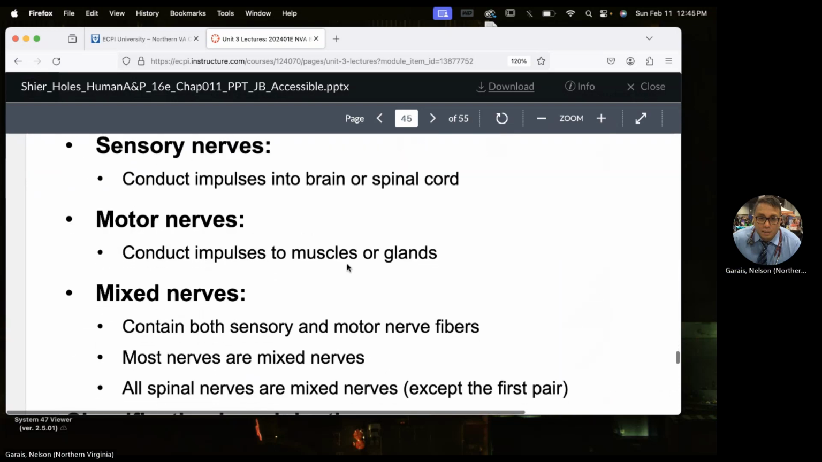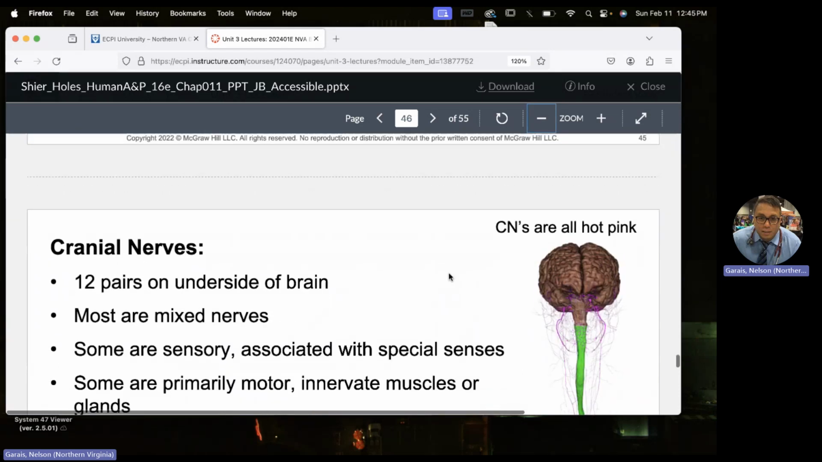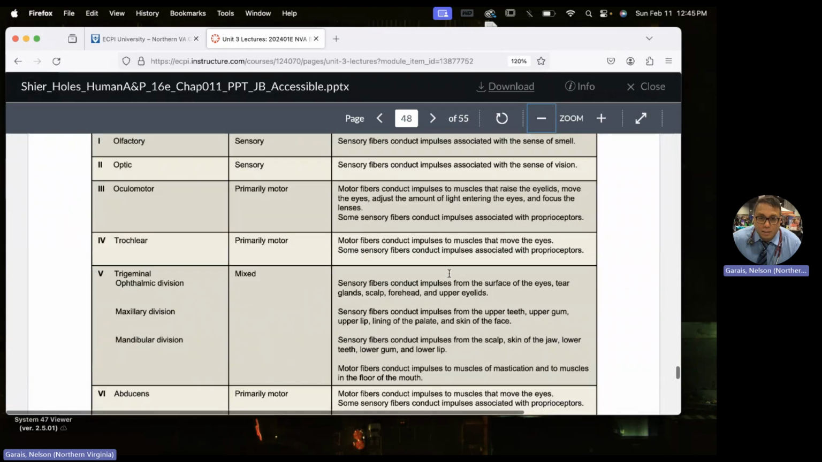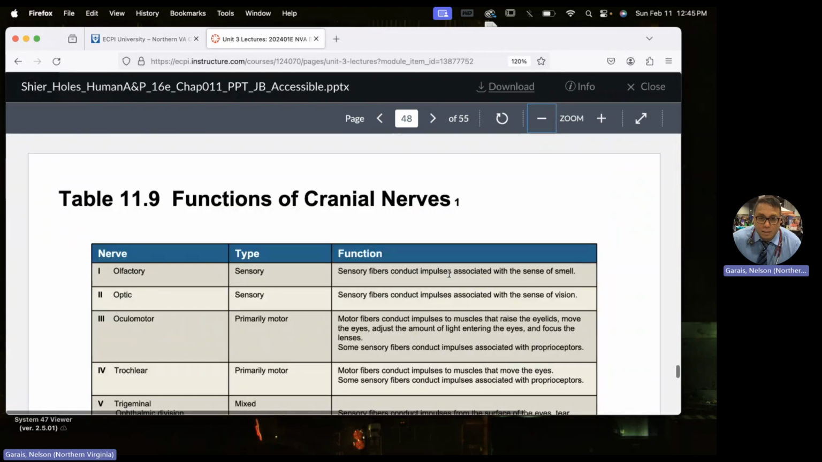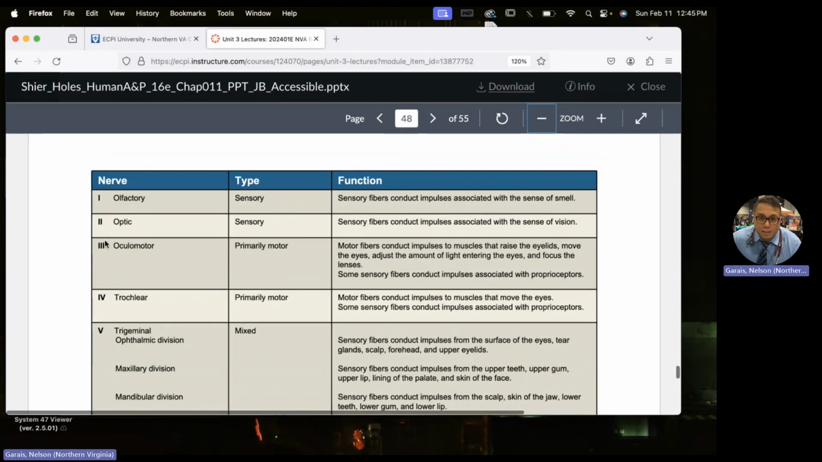Next. Sensory, motor, mixed. It's the categories that you have to know about your cranial nerves. Your best bet, start looking at slide 48, 49. You have to know the Roman numeral. You have to know the name, whether it is sensory, motor, or both, which is mixed here. And then, of course, just a little bit of function.